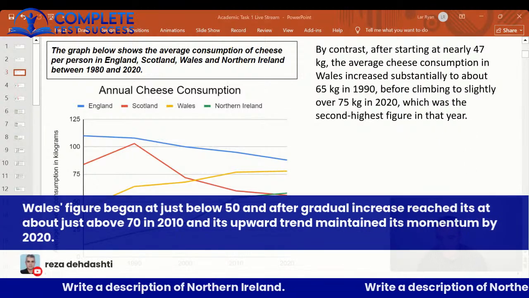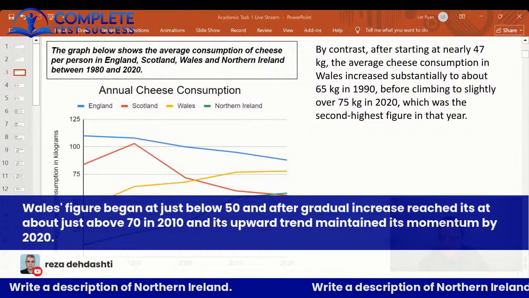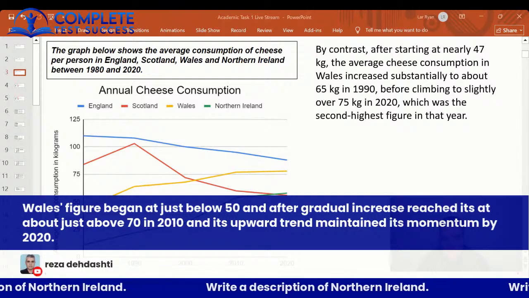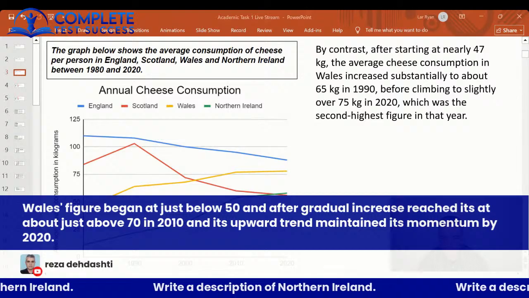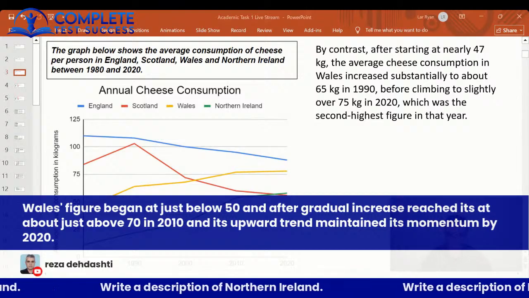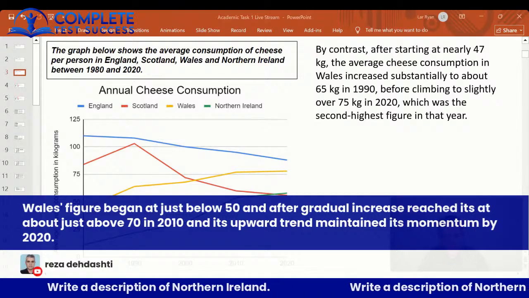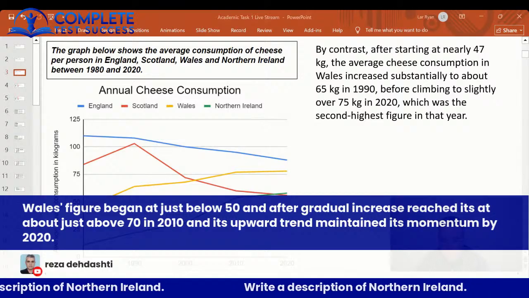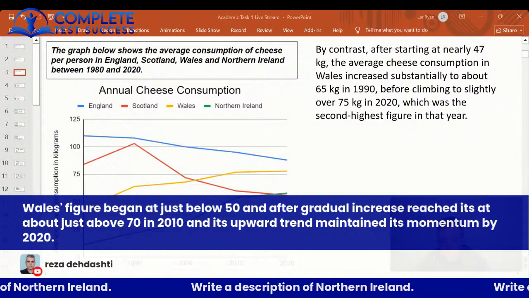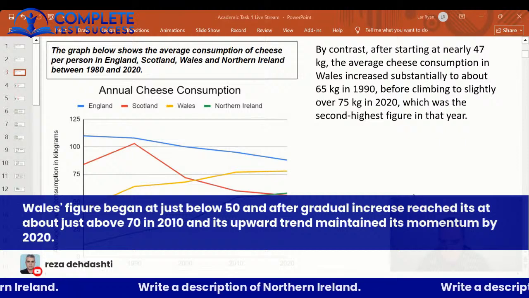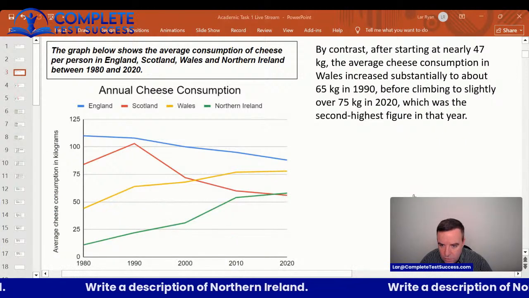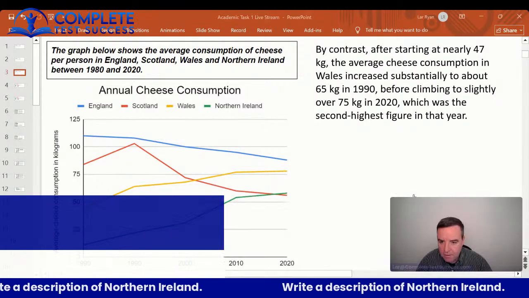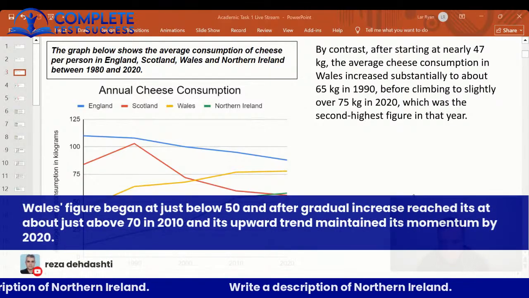Okay, so Reza: "Wales figure began at just below 50, and after a gradual increase..." You need an article, and then you need a comma. "And after a gradual increase, it's at about just above 70. Reached just above 70 in 2010." These are grammar mistakes you're making here. Well, it was just above 75, so that data is inaccurate. You want to be careful with that.